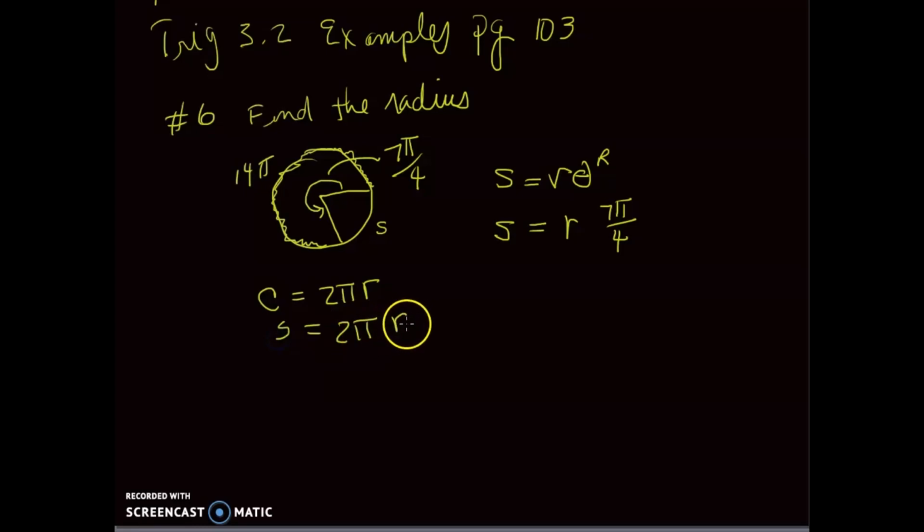But S is that 2 pi r of the whole circle minus the 14 pi. So this is what S is. Let's put that in for the S here. 2 pi r minus the 14 pi equals r, we'll say 7 pi over 4 times r.